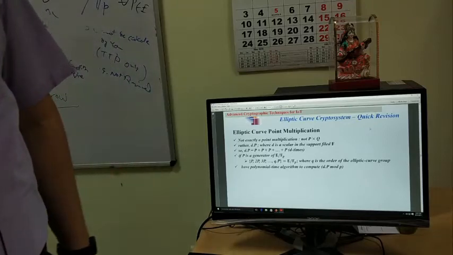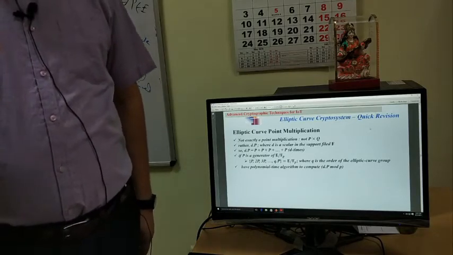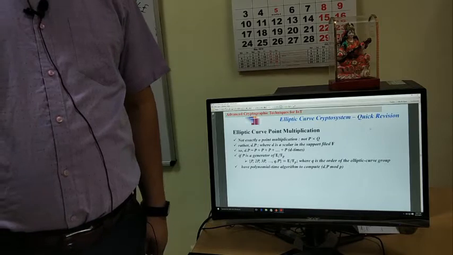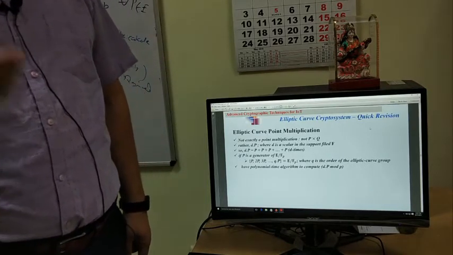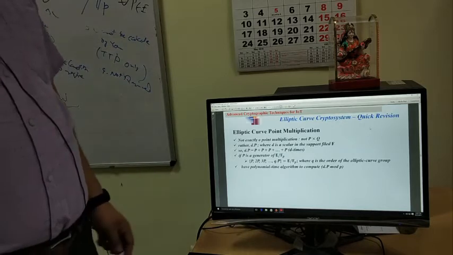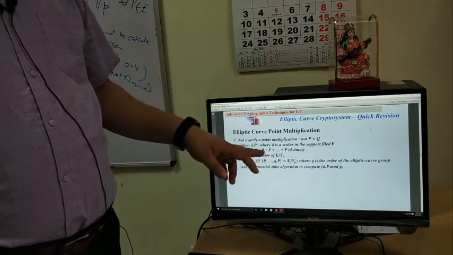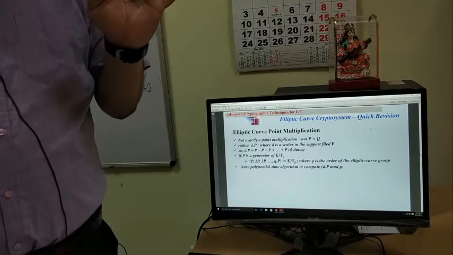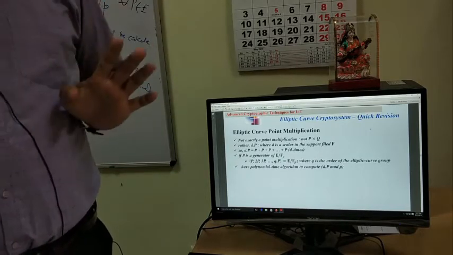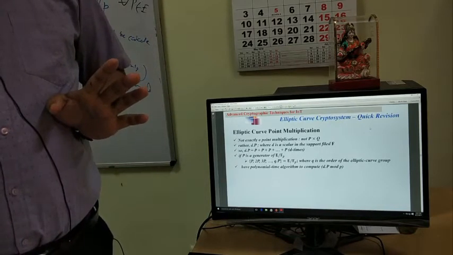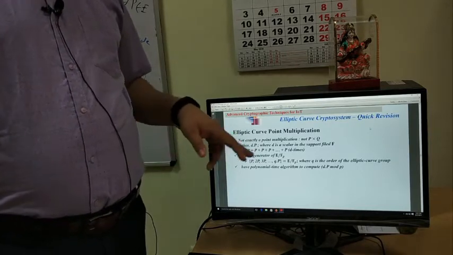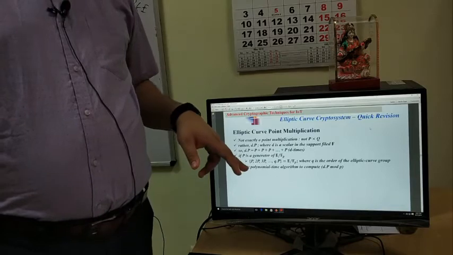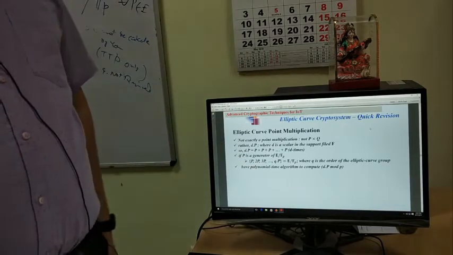Now, elliptic curve point multiplication, you also know. If we can add P plus Q, we can do P plus P also, that is 2P. So we can do 2P plus P, that is equal to 3P. In that way we can calculate dP, where d is a scalar taken from the prime field Fp. Are you able to follow me? Yes. Okay. Now this is point multiplication.